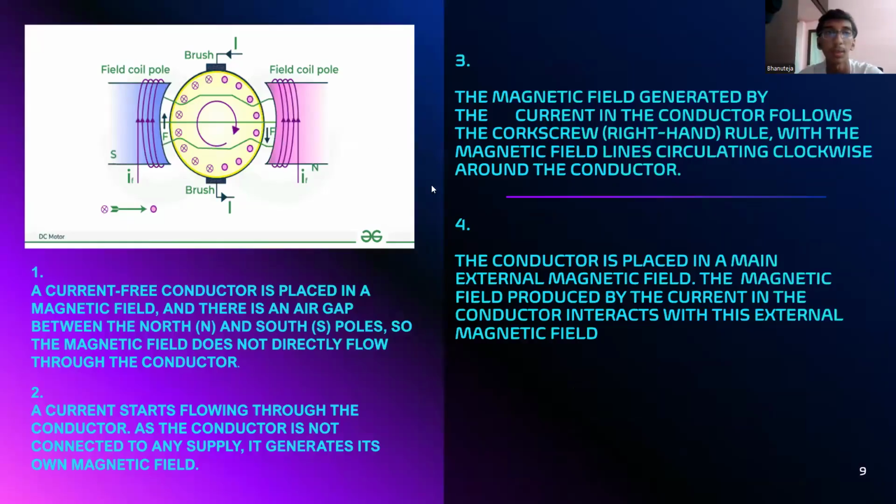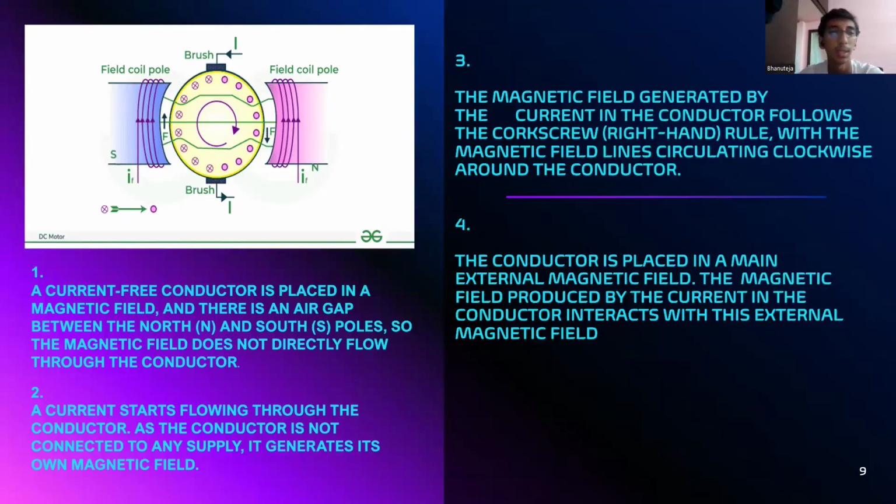Next. Now, as you can see on the top left, here's a brief picture of how a DC machine actually looks in circuits. So I'll be explaining the working of a DC machine. First, there are 8 steps in total.